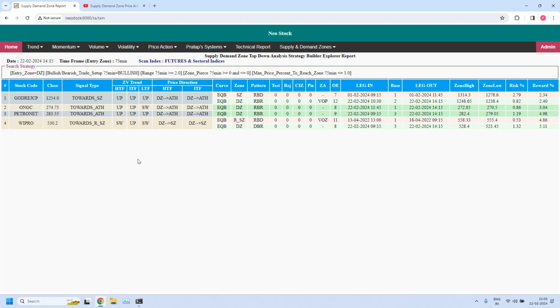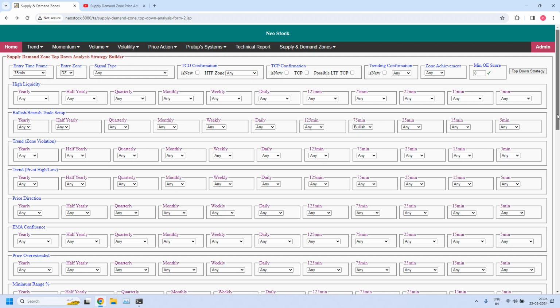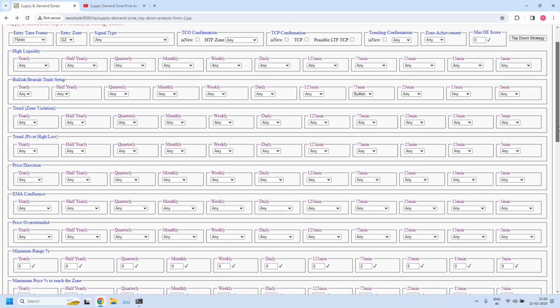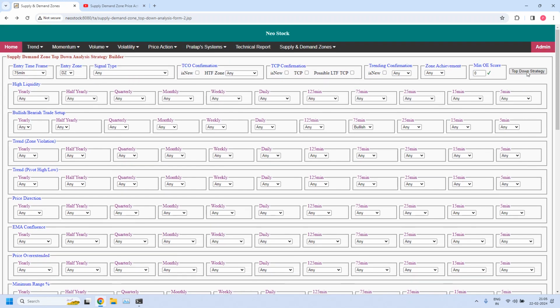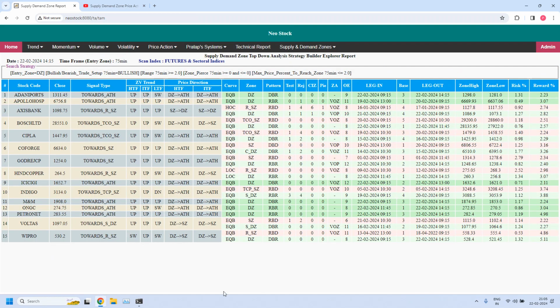Now let us look for the stocks within 2% to the zone. Within 2% to the 75 minute zone. I'm changing the 75 minute value from 1% to 2%. Now let us filter. We have 15 stocks within 2% to the zone.